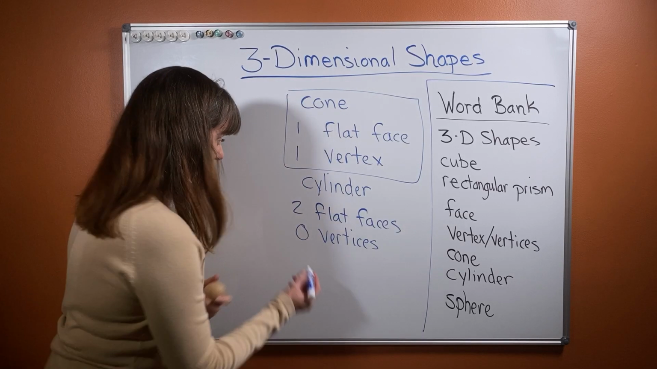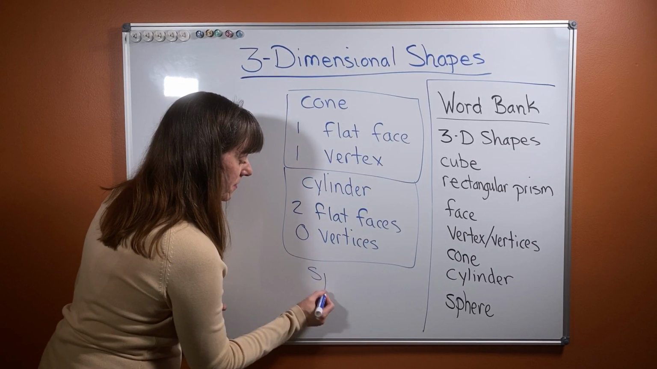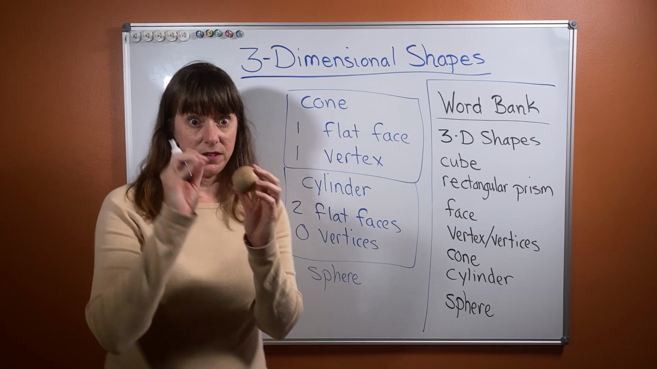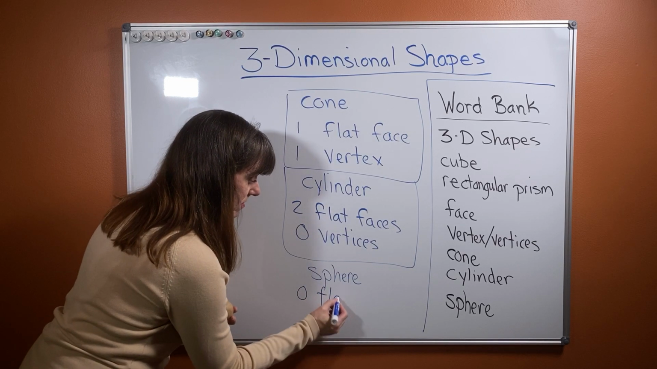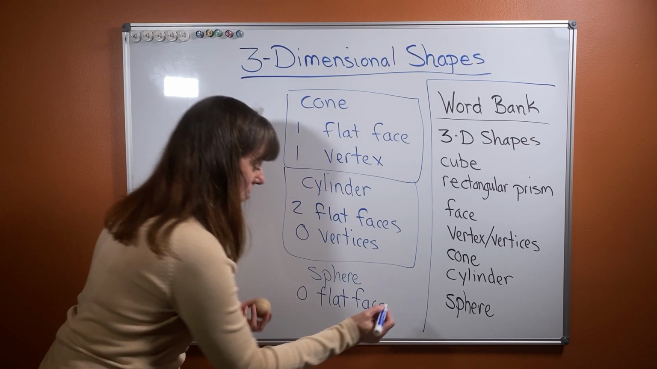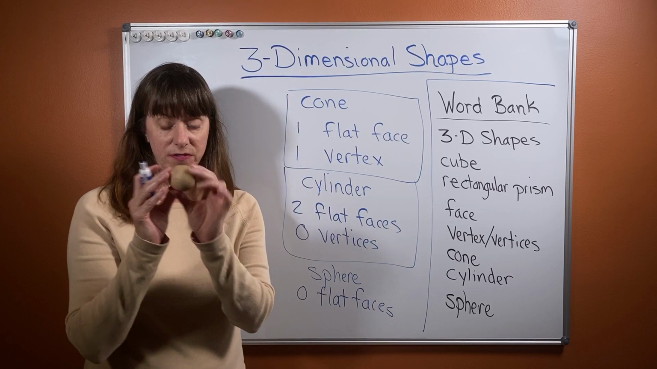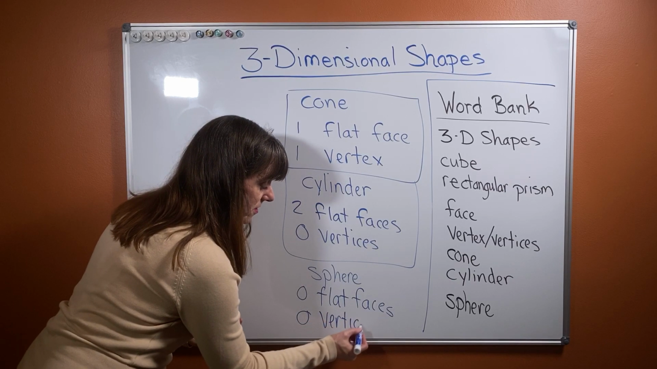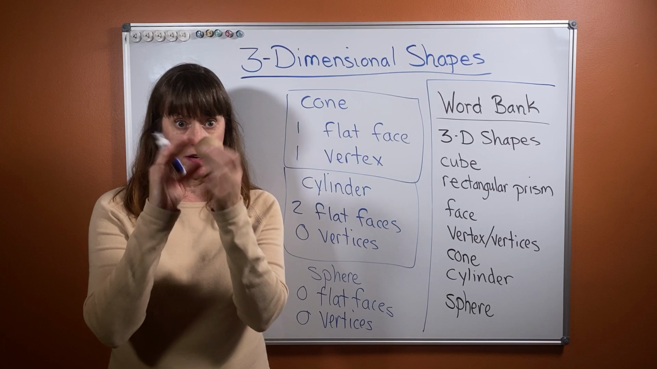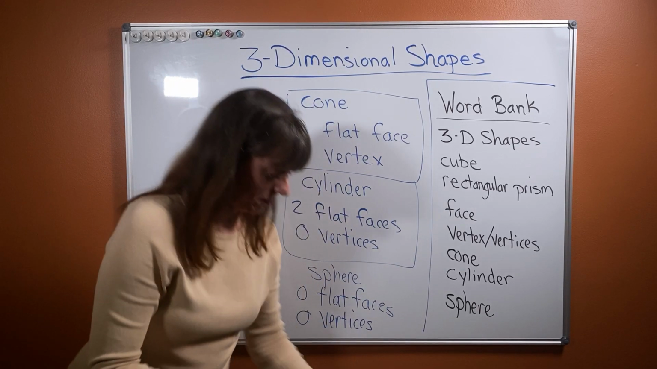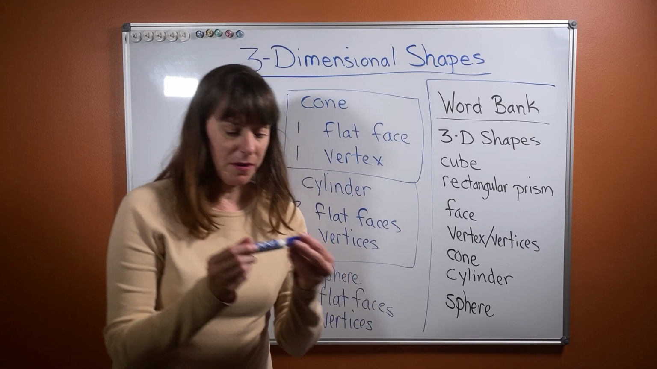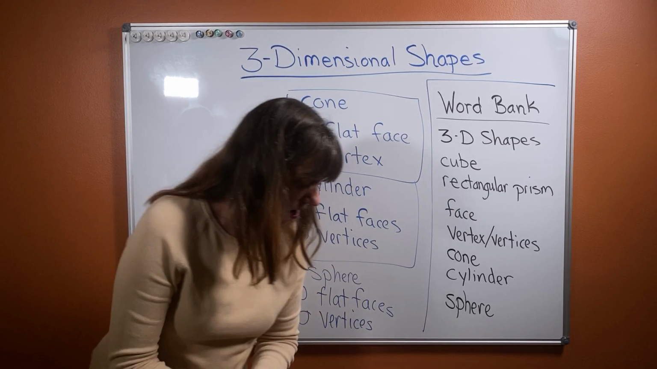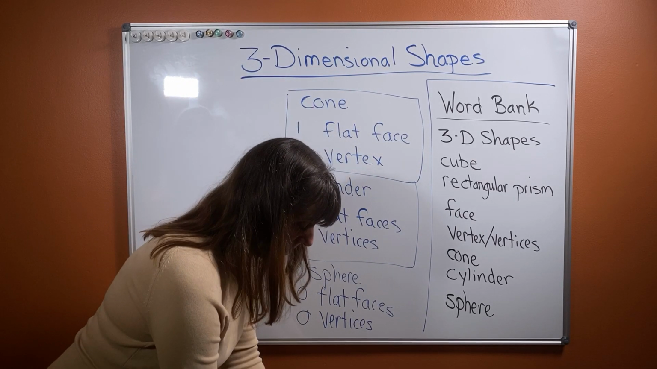The last shape that we are going to talk about is the sphere. That's right. Let me circle this. And a sphere has 0 flat faces. There is no flat face on a sphere. And a sphere also has 0 vertices. There is no corner on a sphere. So, I'm going to put this away. My pen is almost shaped like a cylinder.